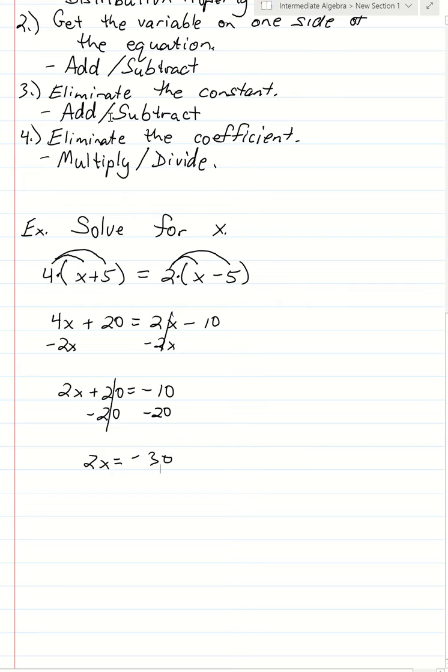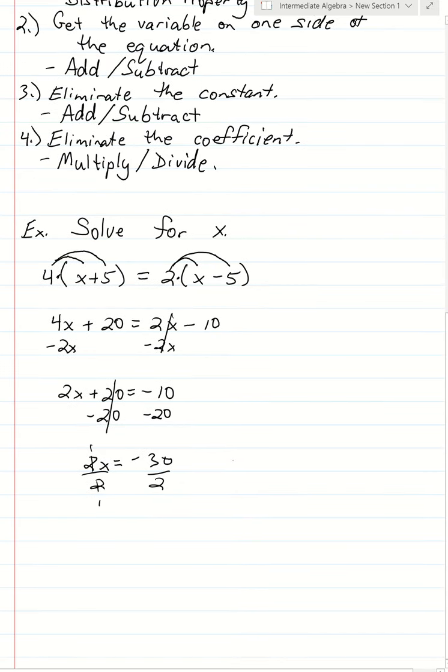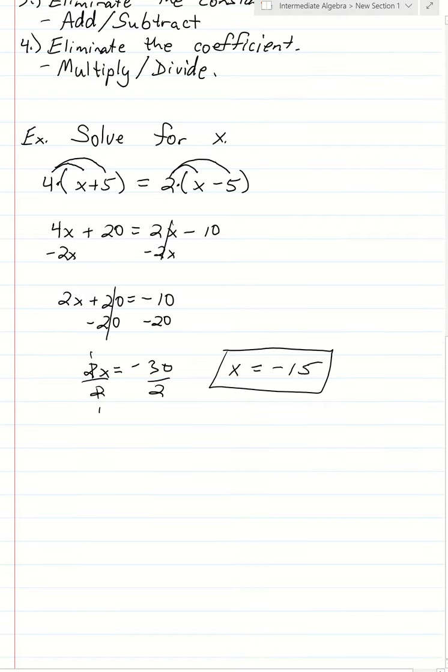And so now we're up to step 4. We want to eliminate the coefficient. We could either multiply or divide. Since the 2 is being multiplied with the x, we're going to do the opposite. I'm going to divide both sides by 2. 2 divided by 2 on the left side would leave us with simply the variable x. And negative 30 divided by 2 would, of course, give us a negative 15. And that would be your solution. So we got a negative 15 as our solution for the variable x.